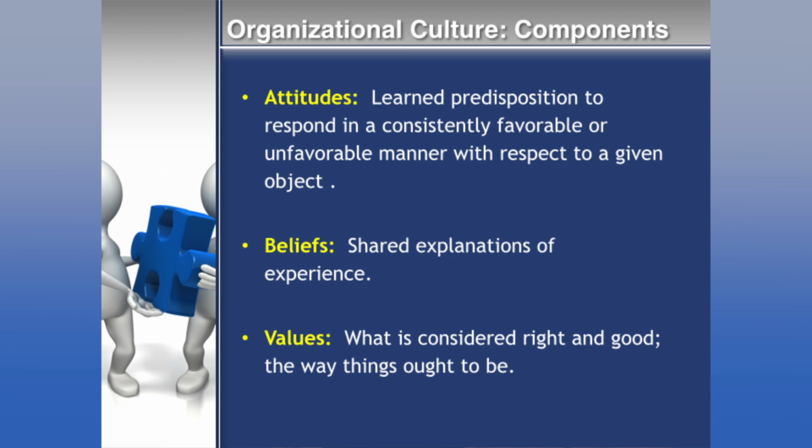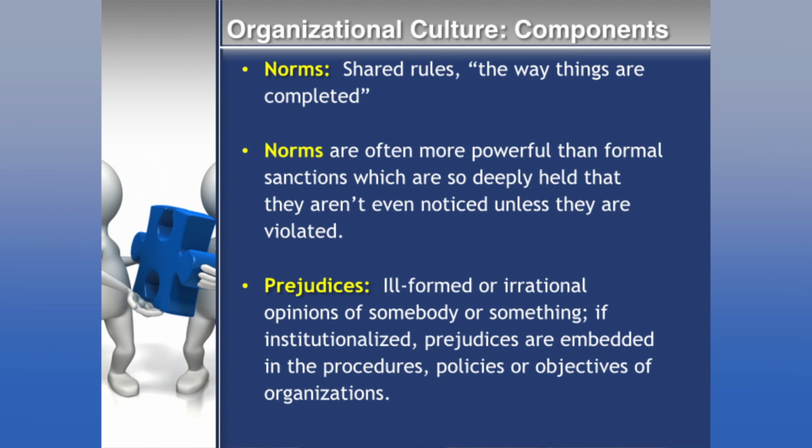So attitudes. Attitudes are learned predispositions to respond in a consistently favorable or unfavorable manner with respect to a given object. Beliefs are shared explanations of experiences. A lot of times we see that we receive our beliefs from how we are raised or how we grew up. Values is what is considered right and good and the way things ought to be. Norms are shared rules, essentially the way things are completed. And prejudices are ill-formed or irrational opinions of somebody or something. If institutionalized, prejudices are embedded in the procedures, policies, or even objectives of an organization. So to put it very simply, organizational culture is how a culture reacts when no one is watching.